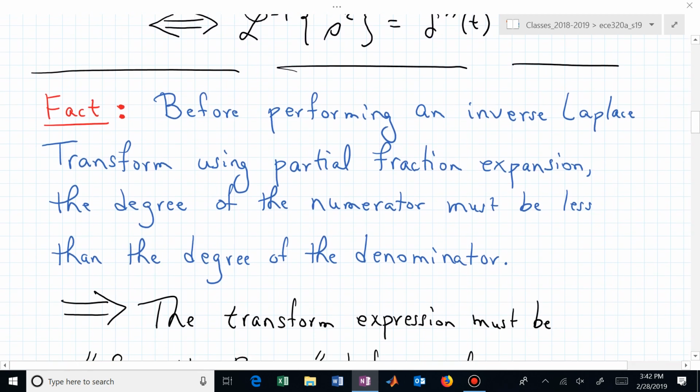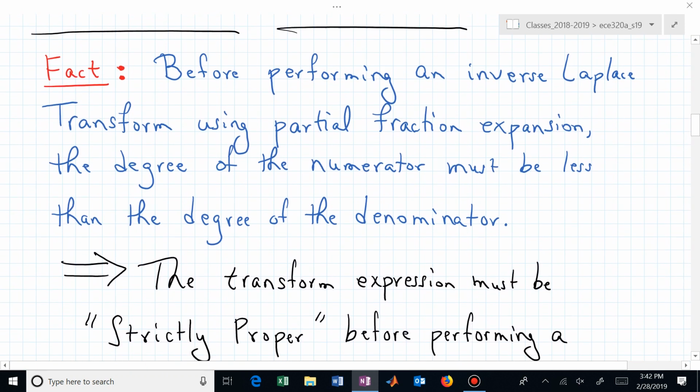One fact before we proceed, and this looks wordy, but you need to make sure you understand what this fact is saying. Before you actually perform any of these inverse Laplace transforms by this partial fraction expansion technique, you need to make sure that your numerator polynomial has a degree less than the degree of your denominator polynomial. That's the fact.